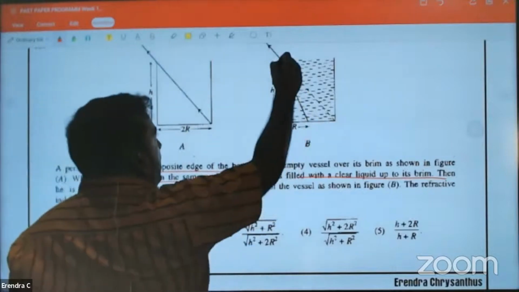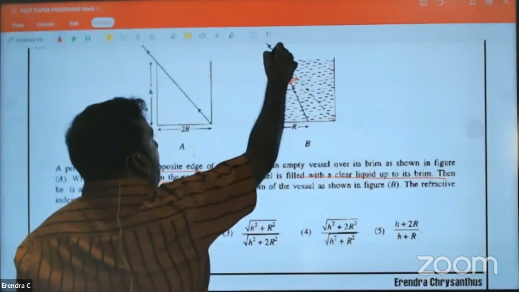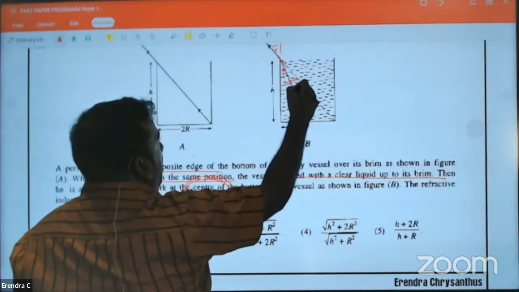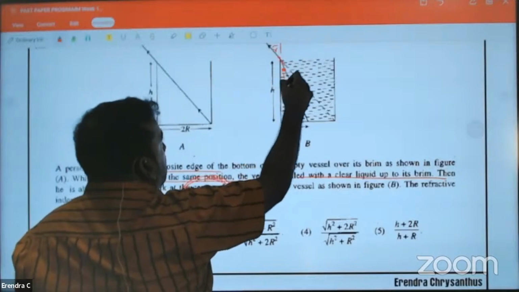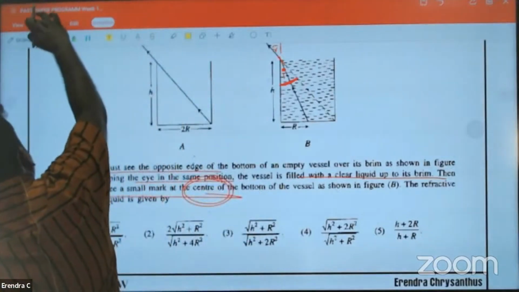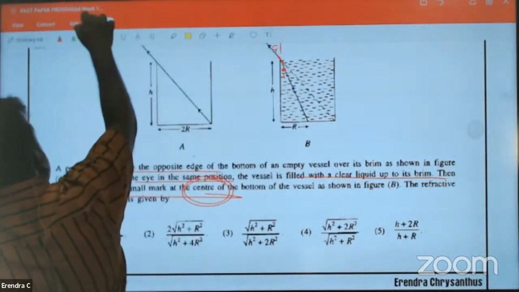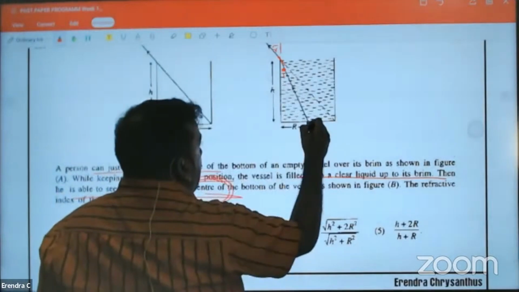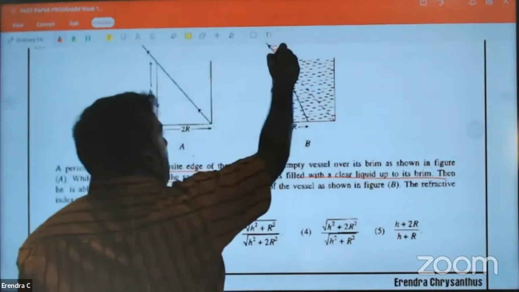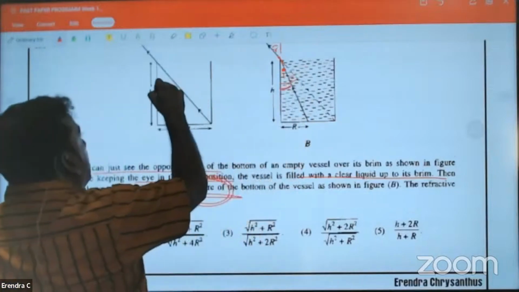Light rays are coming in. Normal here. Angle of incidence is I. Angle of refraction is R. Vertically opposite, if I take here normal, this is your angle of incidence. I can see the center, no? Here light rays are coming from the center, this is I. If that is R vertically opposite, then this whole thing is R.